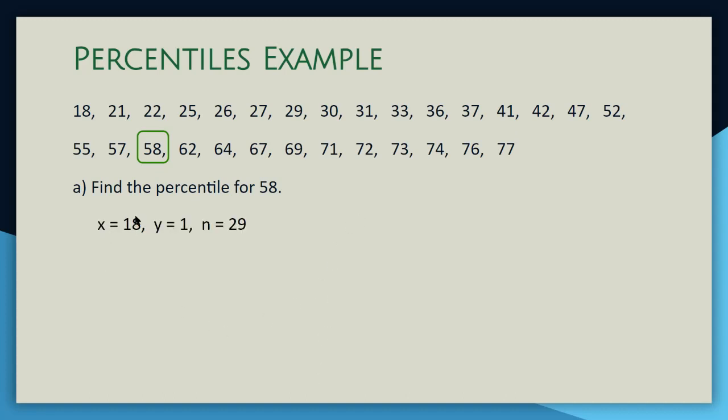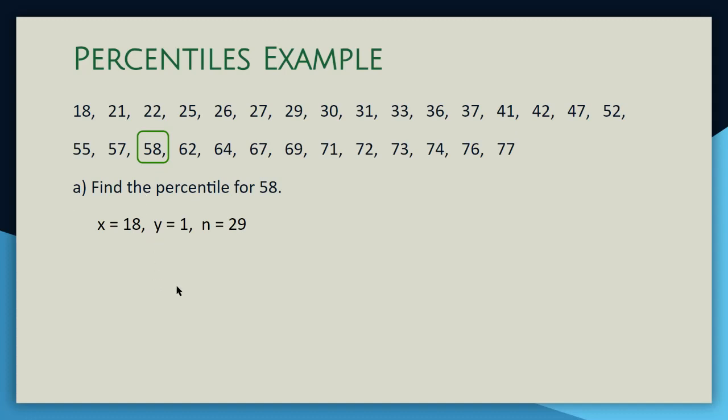How many data values are less than 58? So 1, 2, 3, 4, 5, 6, 7, 8, 9, 10, up through 18 are less than that. y is the number of times that number appears in the list, and 58 only appears once, so y is 1. And then there's 29 data values in that list as a whole. If I count every number in this list, I should end up with 29.